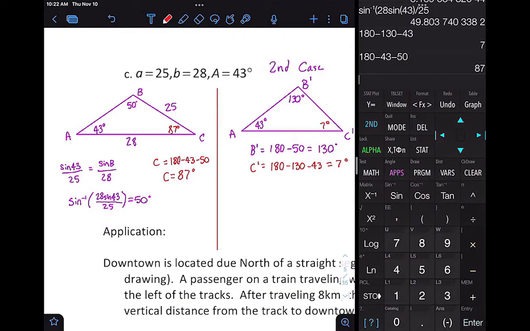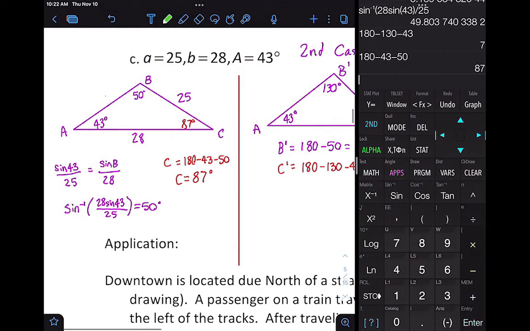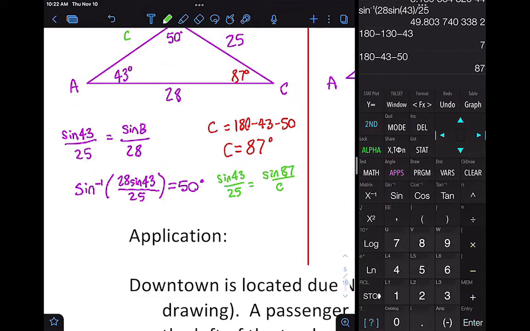Now, there's one thing missing on both of our two cases of our triangles here. I don't think we have side C, but now that we got our different angle C's, for side C we can use law of sines again. I'm going to go sine of 43 over 25 equals sine 87 over C right there. Sine 43 over 25 equals sine 87 over C. And then guys, y'all just cross multiply and divide again.